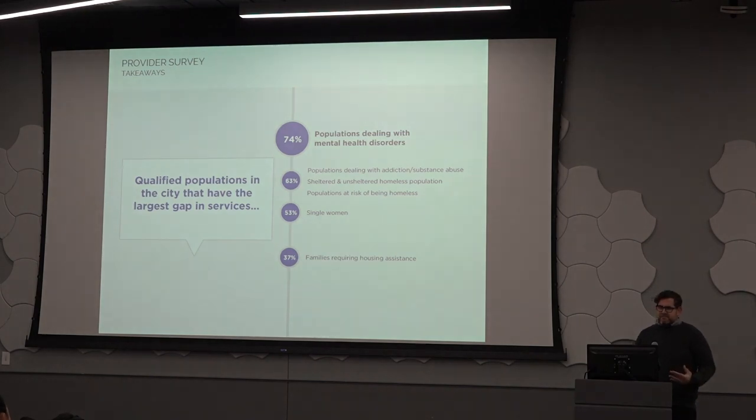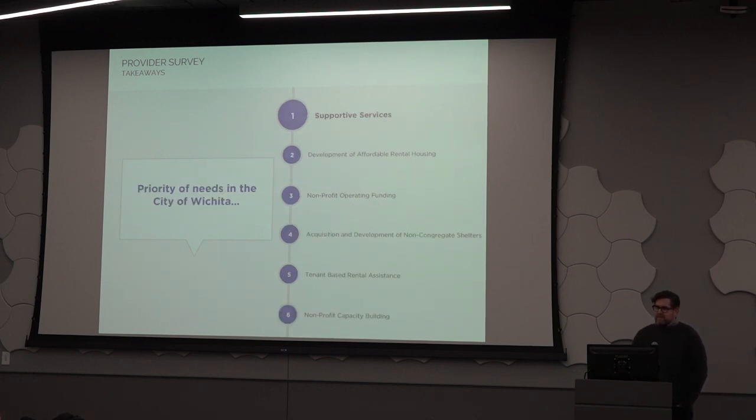We also had a survey of providers to see what rose to the top, so we could track it with some data. What rose to the top in terms of qualified populations that have the largest gap in services: mental health disorders, populations dealing with those challenges rose to the top, as well as those dealing with addiction and substance abuse, just generally the sheltered and unsheltered homeless population, as well as those at risk of homelessness, followed by single women.